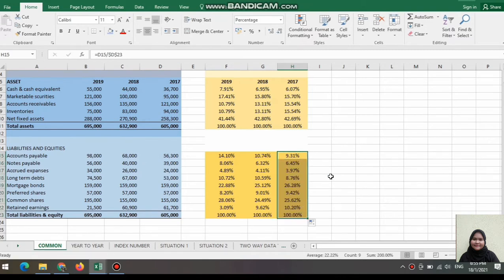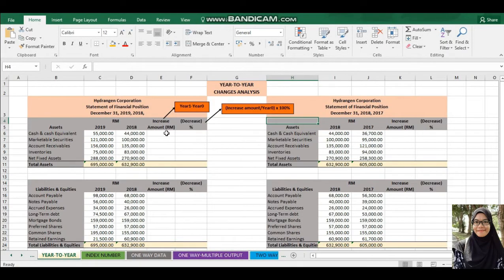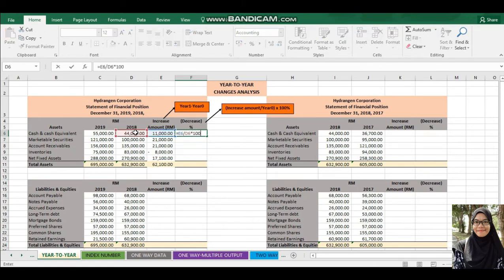In this part, I will explain the year-to-year changes analysis. I will explain how to calculate the increase amount and the increase percentage. For the comparison of year 2019 and 2018, we calculate the increase amount with the formula of amount of year 1 minus year 0. And for the percentage part, we will use the formula: the increase amount that we calculated divided by the amount of year 0 and times 100.